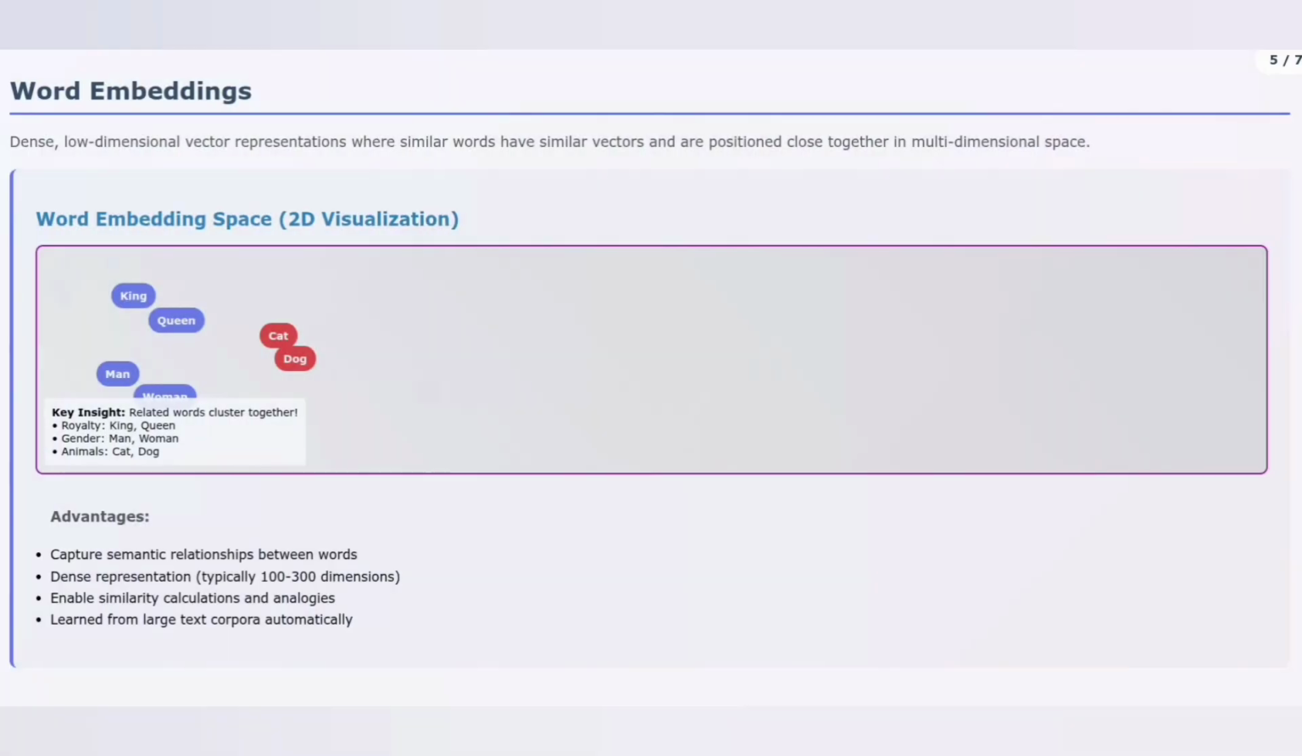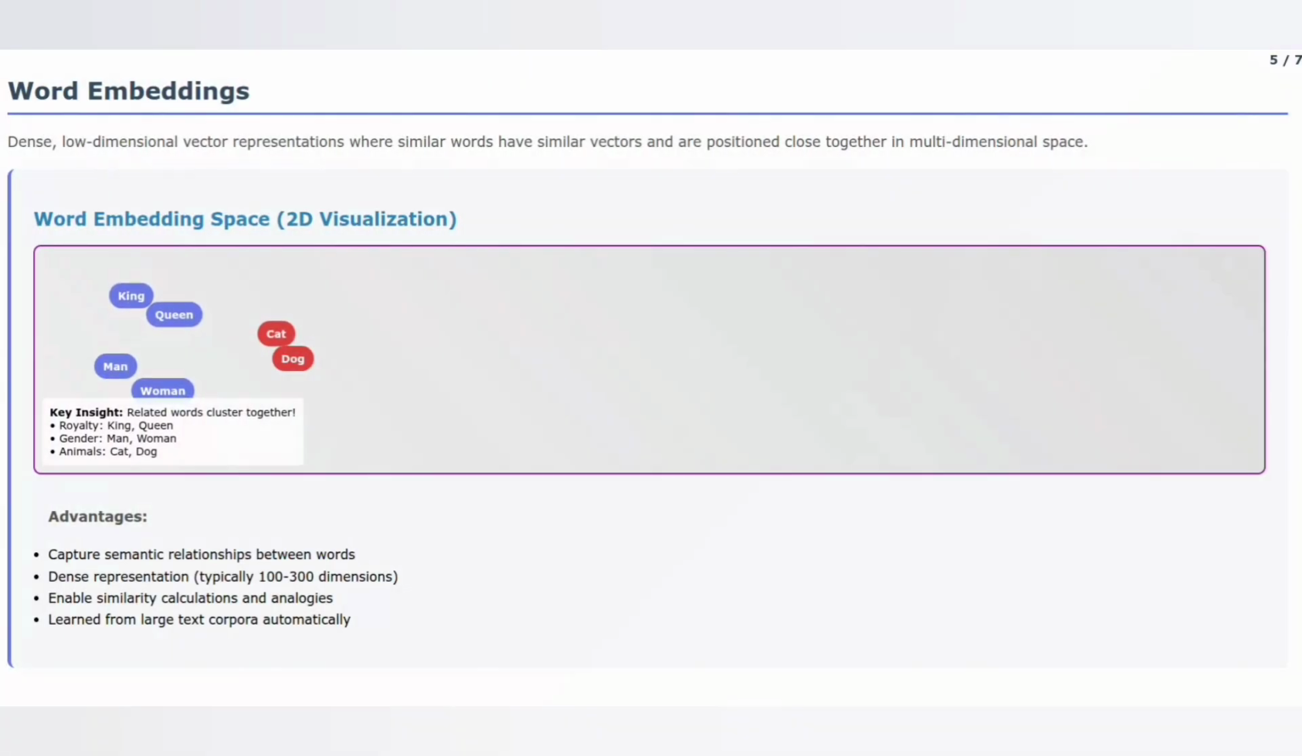Word embeddings are dense, low-dimensional vector representations of words. The key idea is that words with similar meanings will have similar vector representations and will be positioned close to each other in a multi-dimensional space. These vectors are learned from large text corpora.